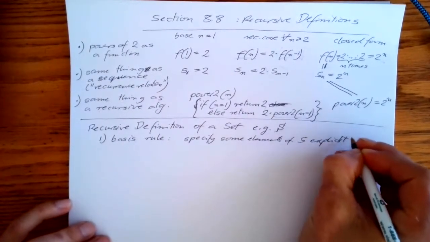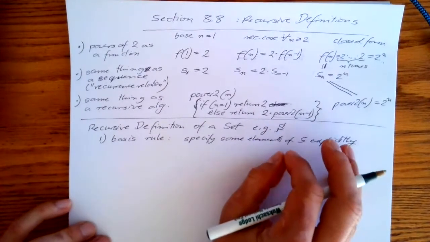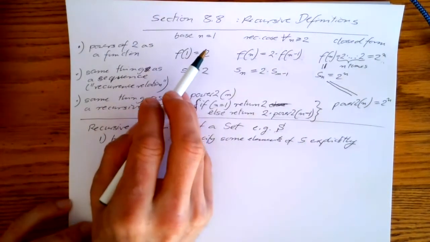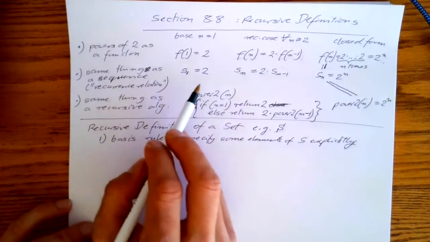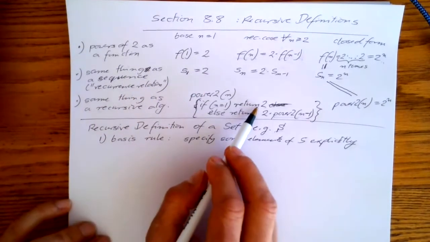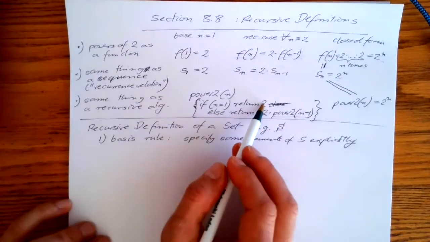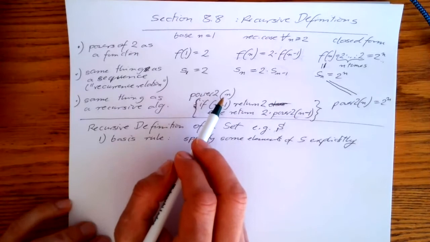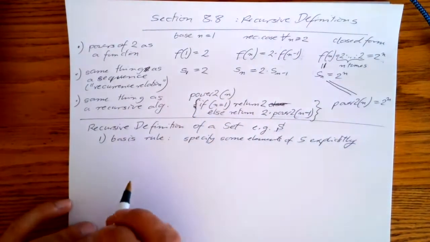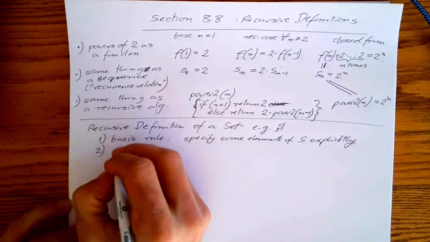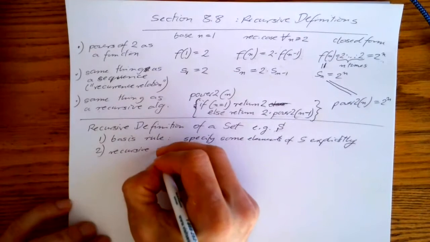Okay, explicitly. In other words, you just declare some elements to be elements of S, just like here, you just declare this value to be the first value of the function, or the first element in the sequence, or you directly define the output of this algorithm for this base case instead of in terms of previous ones, right? And then you have a recursive rule, or perhaps many such rules.